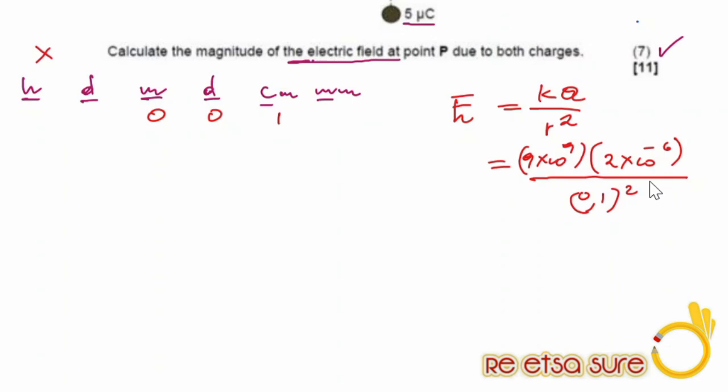So it's 9 times 10 to the power of 9, and then we multiply that by 2 times 10 to the power of negative 6, and then we divide that by 0.1 squared. Please press your calculator. What I get on my side here, E is equal to 1,800,000.